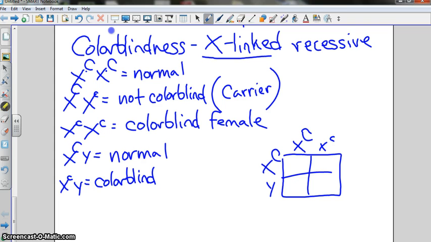So if we fill this Punnett square out, let's see what we wind up with.